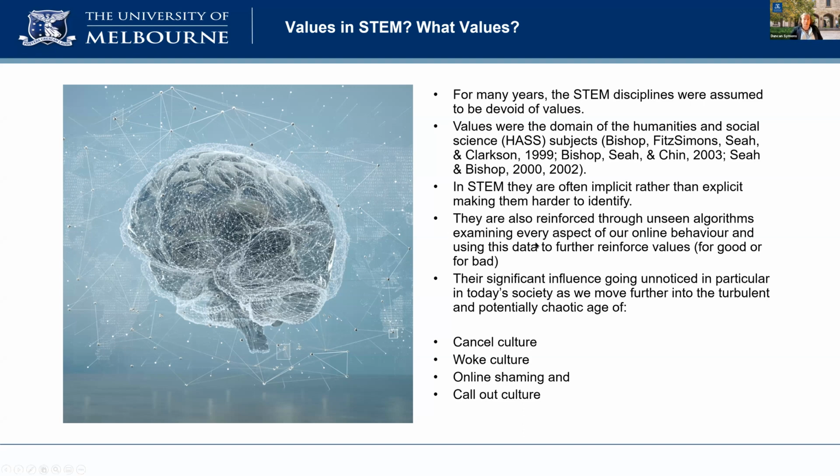They're also reinforced through unseen algorithms nowadays, examining every aspect of our online behaviour and using this data to further reinforce values for good or for bad. So when we go online and search for ideological material that supports our worldview, that feeds algorithms that then will send us more and more of this stuff, which makes it very difficult for individuals to see that they've been molded via this artificial intelligence based system to go even further down their ideological perspective.